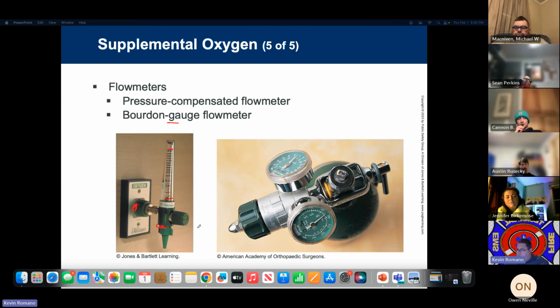Now, you also have some that have dual regulators on them as well to kind of see those different. This is called the Bourdon gauge flow meter here. This is the pressure compensated flow gauge.